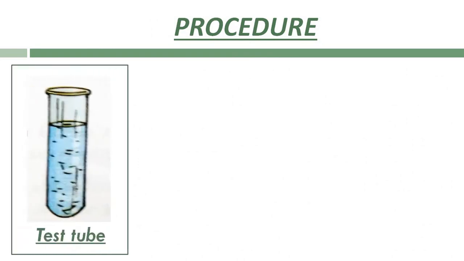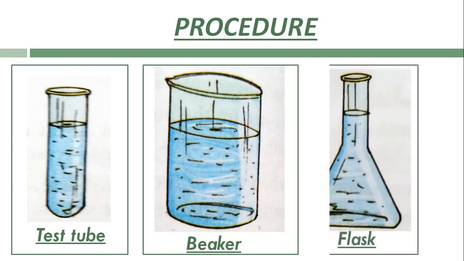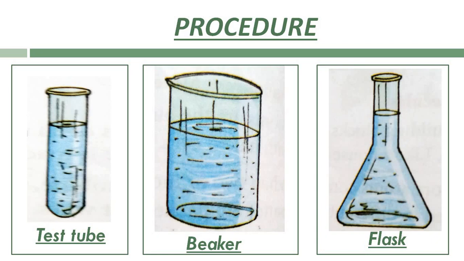Firstly, take some water in a test tube. Now note its shape. Now pour this water into the beaker. Again observe its shape. Now pour it into a jar or a flask and observe its shape. So children, you saw that when water was filled in the test tube, it took the shape of the test tube. When it is filled in the beaker, it takes the shape of the beaker. And when it is poured into the flask, it takes the shape of the flask.